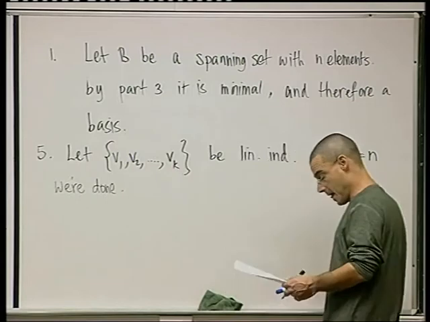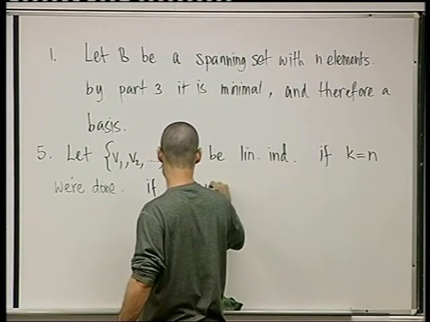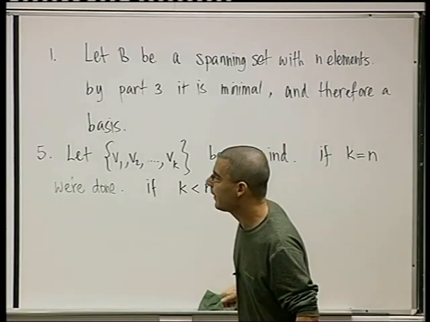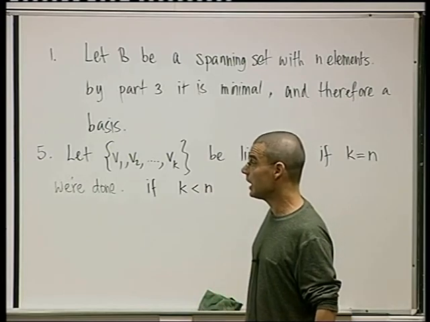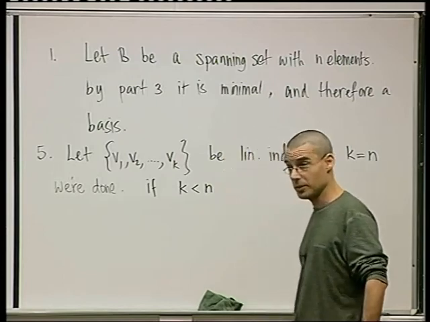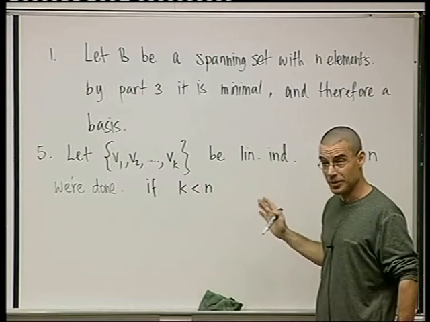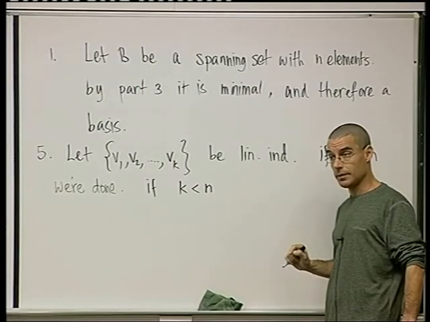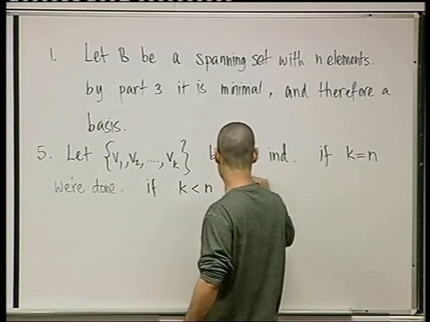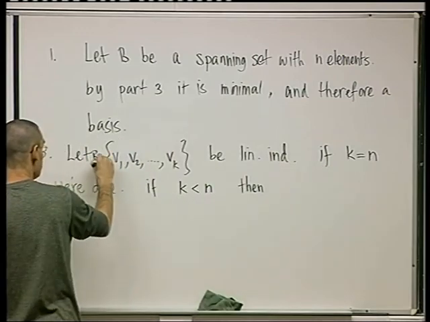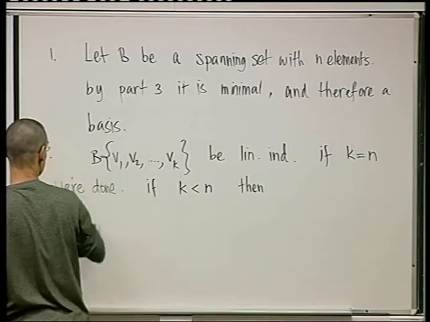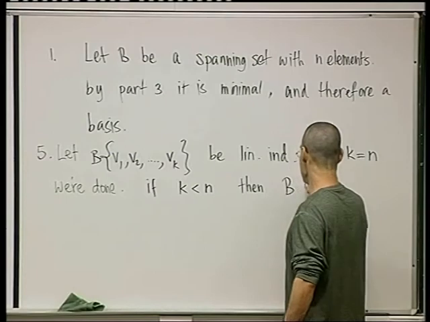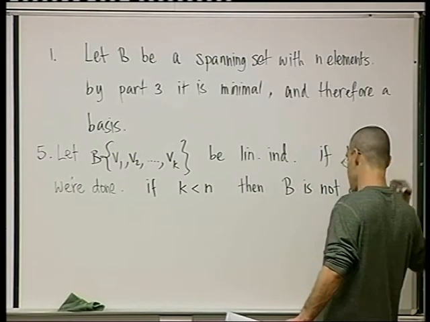Do you agree? Okay. If k is less than n, since it's linearly independent, k cannot be greater than n by part 4. Any linearly independent set has at most n elements, right? So we cannot have more than n elements in a linearly independent set, by part 4. So if k is not n, then it has to be less than n. Do you agree? Okay, so if k is less than n, then let's call this set B. Let B equal this set. If k is less than n, then B is not a basis. How do I know that?